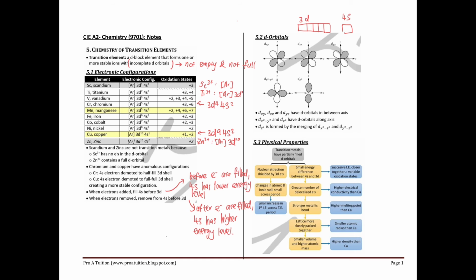So altogether, how many physical properties? You just look at the blue color ones. So 1, 2, 3, 4, 5, 6. 6 physical properties over here.